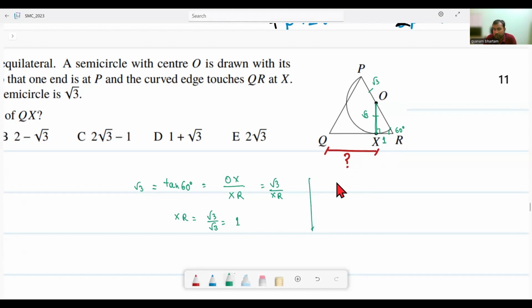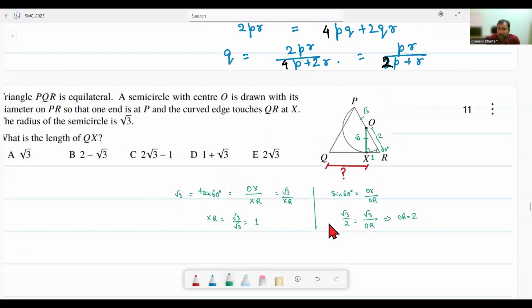Now what is OR? We can find it using either the Pythagoras theorem or sine 60 degrees. If you apply sine 60 degrees, we have OX by OR. Sine 60 degrees is root 3 over 2, so root 3 divided by OR implies OR must be 2. So this complete length is 2.